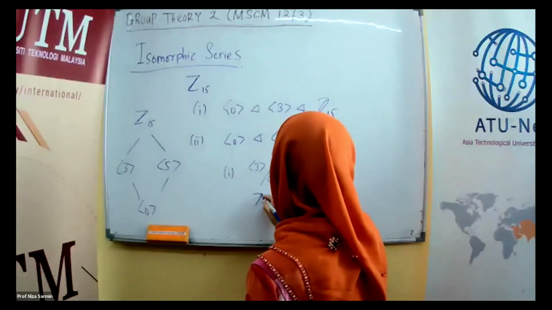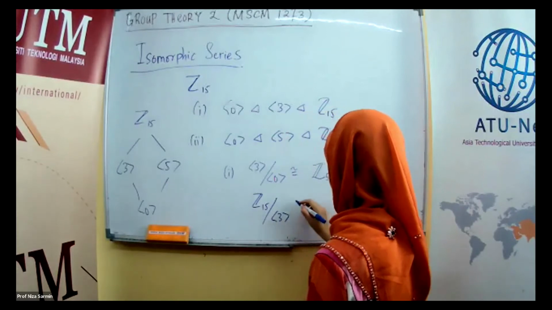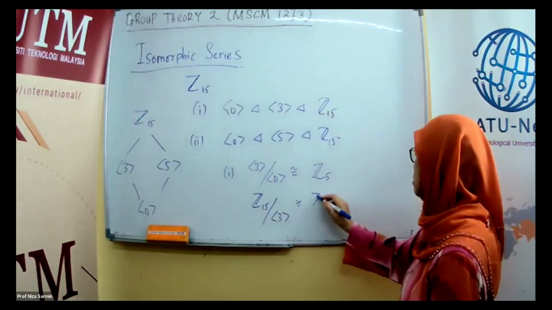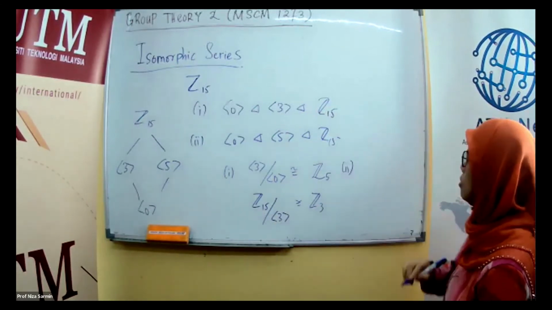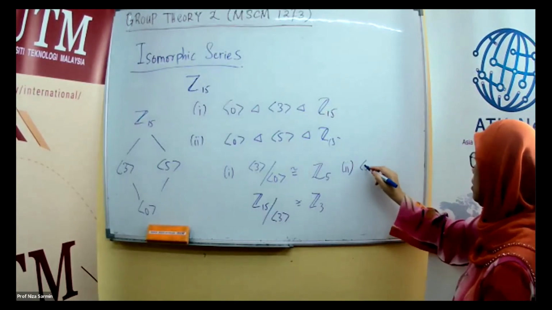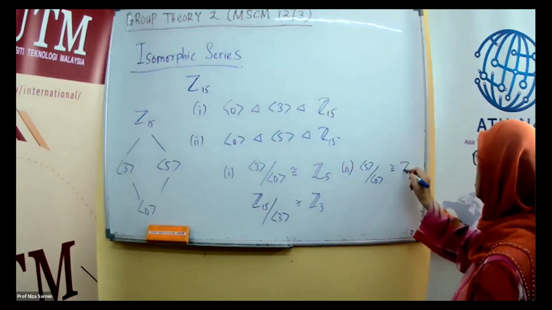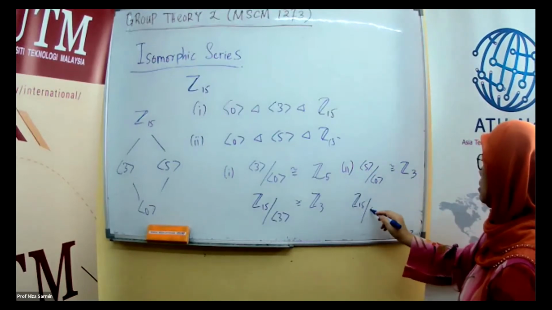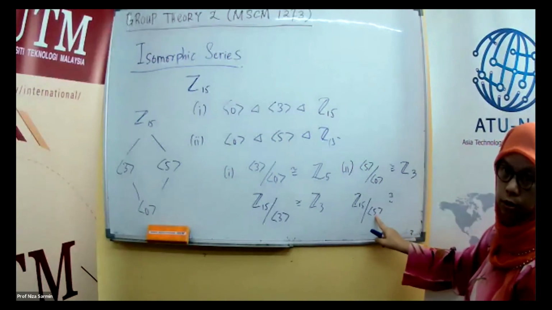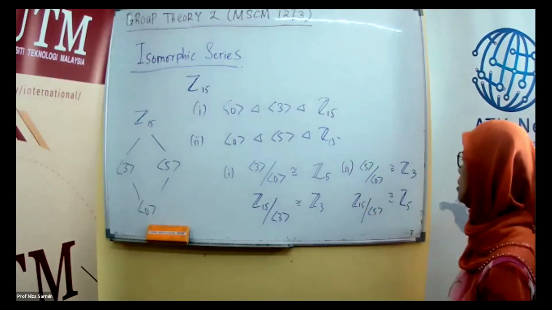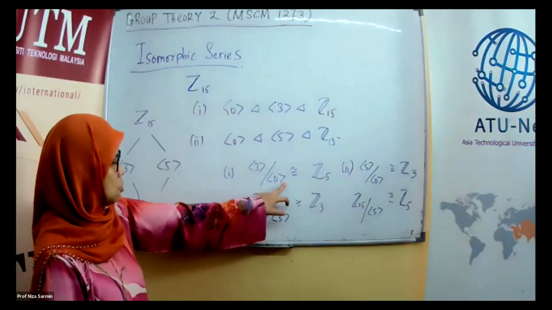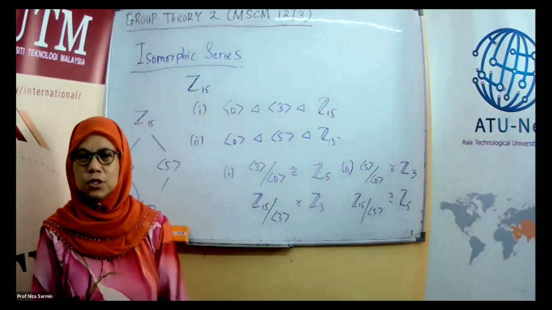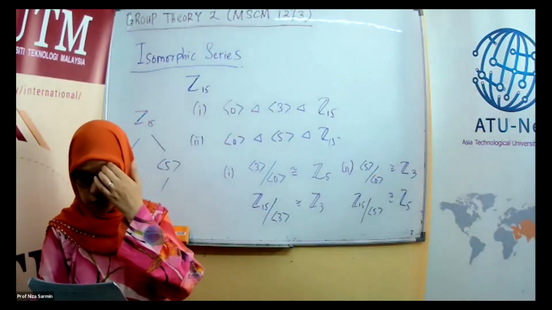For the other one, Z15 over 3. 15 over 5 is Z3. Okay, that is for the first one. For the second one, you have 5 over 0, which is 3, right? And this is 3, so 15 times 5. So you see, you can take the corresponding here and here, and here and here. Okay, so they are isomorphic.